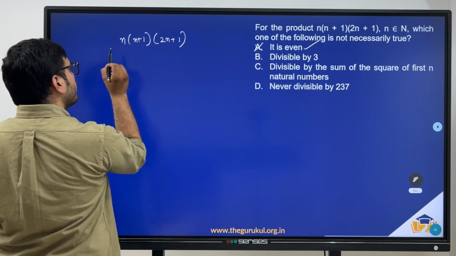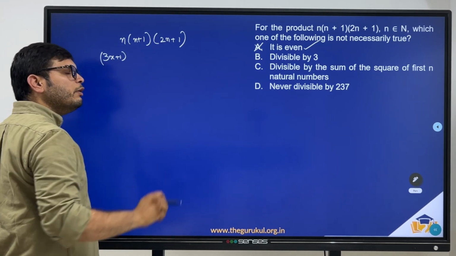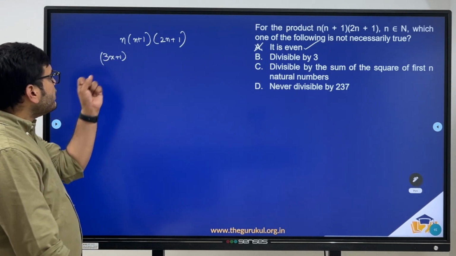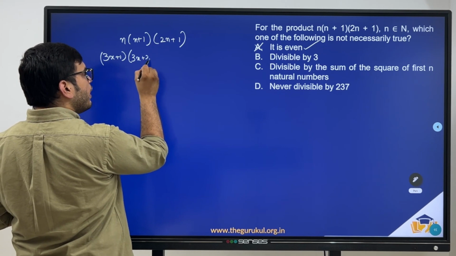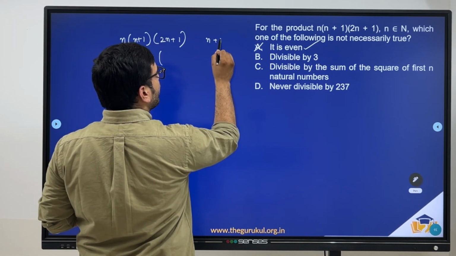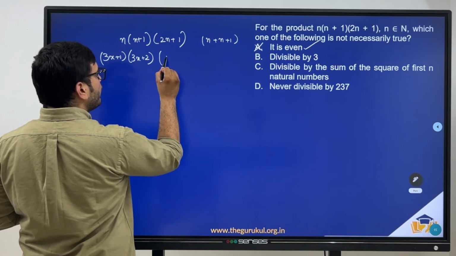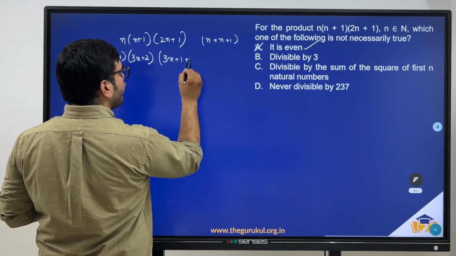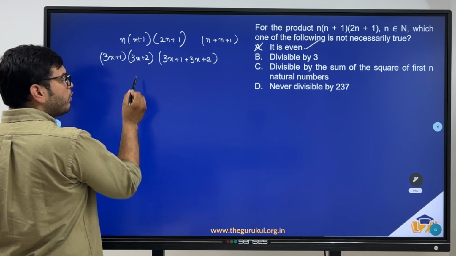Now let us consider n to be in the form of 3x plus 1, which is not a multiple of 3. Now if n is 3x plus 1, n plus 1 would be 3x plus 2, and 2n plus 1, I can write as n plus n plus 1. So we have considered n to be 3x plus 1 plus 3x plus 2. Now this is not a multiple of 3, this is not a multiple of 3.